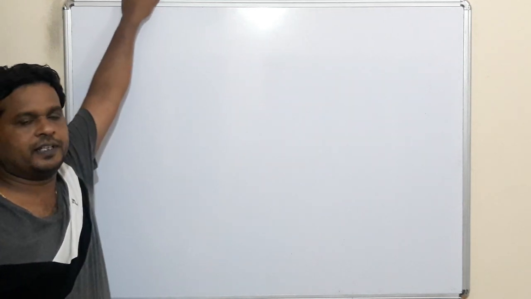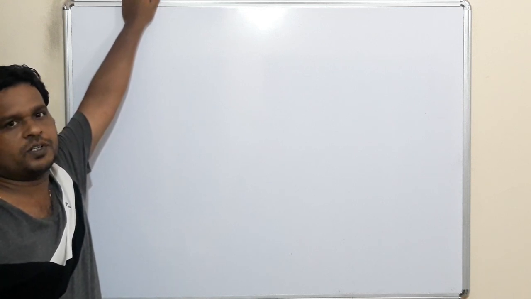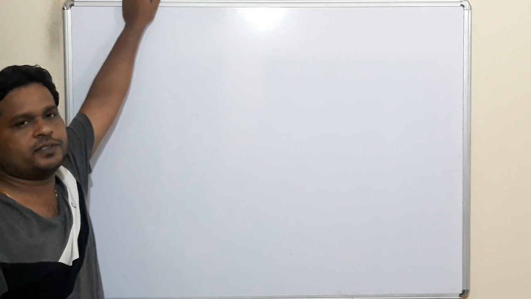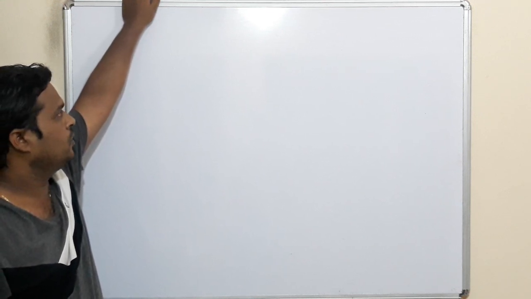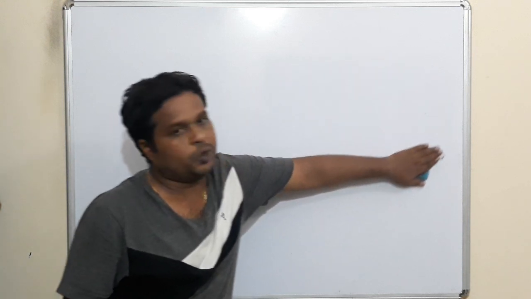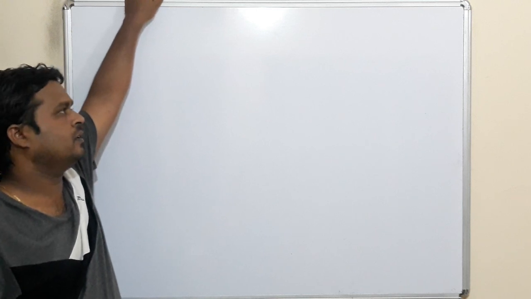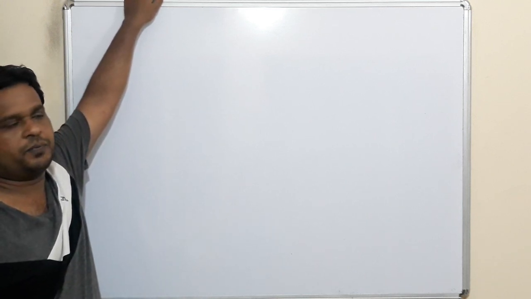In the last video we have seen the expressions for torque and potential energy of a dipole when it is placed in a uniform electric field. Today we will see what happens if the dipole is placed in a non-uniform electric field, and we will also solve some examples based on uniform electric field. Okay?